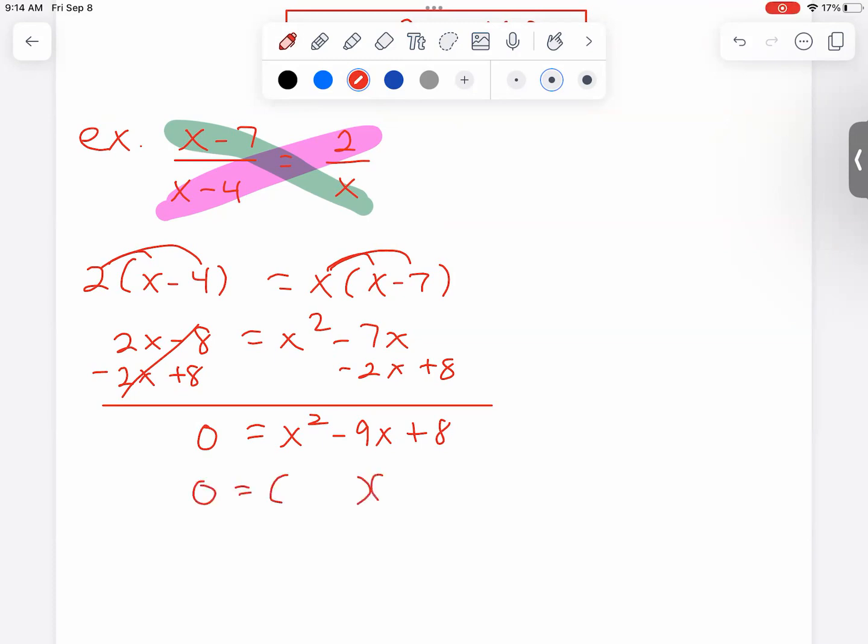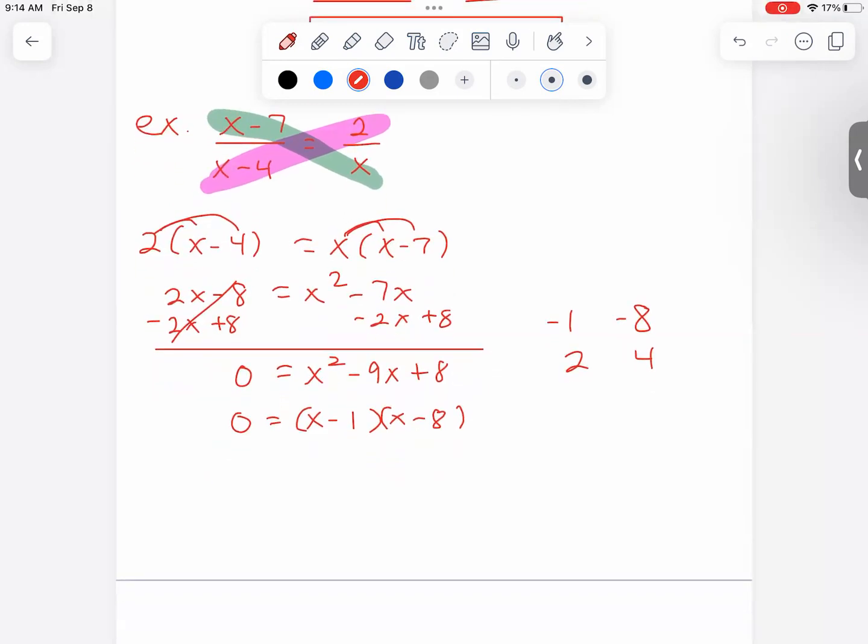So I have my x and x. My factors of 8 are 1 and 8 or 2 and 4. But knowing that I have to get -9, I'm going to choose the 1 and the 8 because if they're both negative, that gives me -9. So it factors into x minus 1 times x minus 8. Then you set them both equal to 0. And we solve them. And so we get x equals 1, or x equals 8.